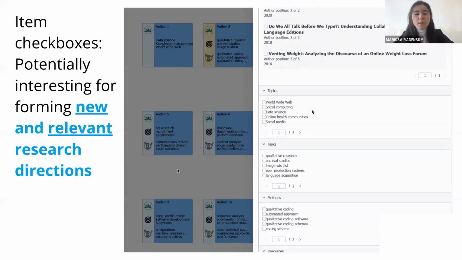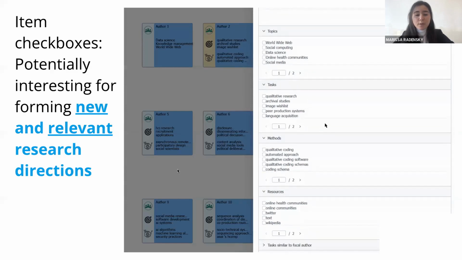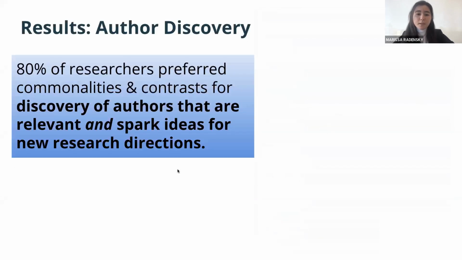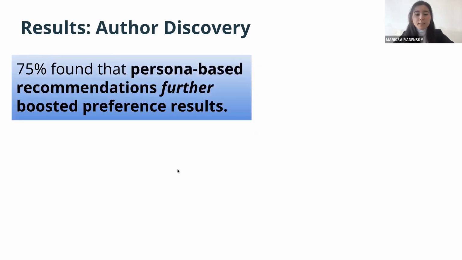We aggregate the proportion of checked items for our condition and for the baseline, and find that overall, about 80% of researchers preferred recommendations based on our approach of commonalities and contrasts, specifically similar tasks and distant methods, for discovering authors who are not only relevant, but also spark ideas for new research directions. Under the same similar tasks and distant methods condition, we also find that our new persona-based representation further boosted user preference for recommended authors by 75%.